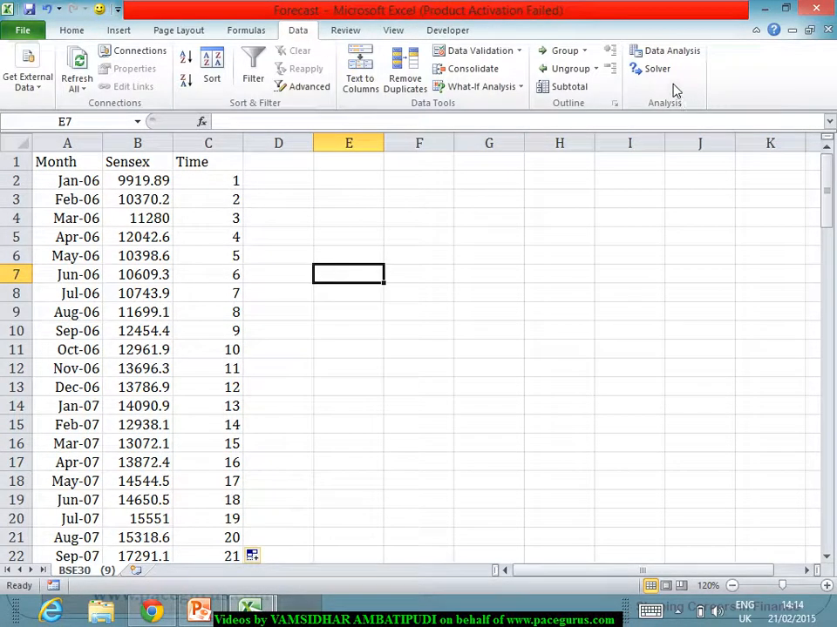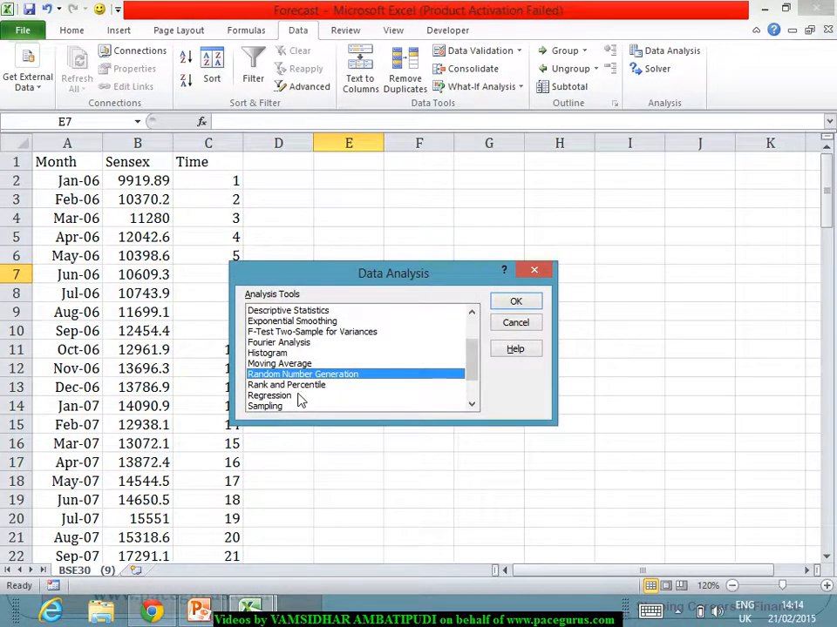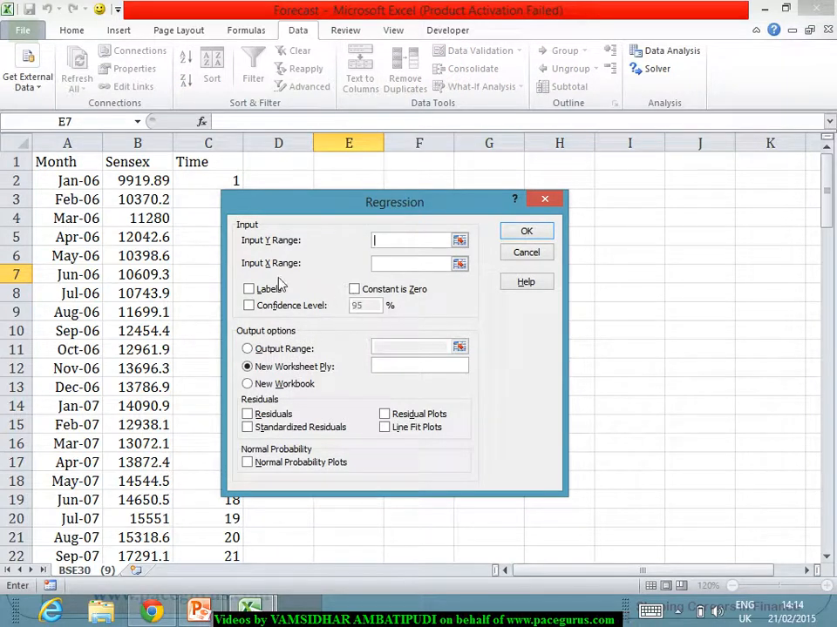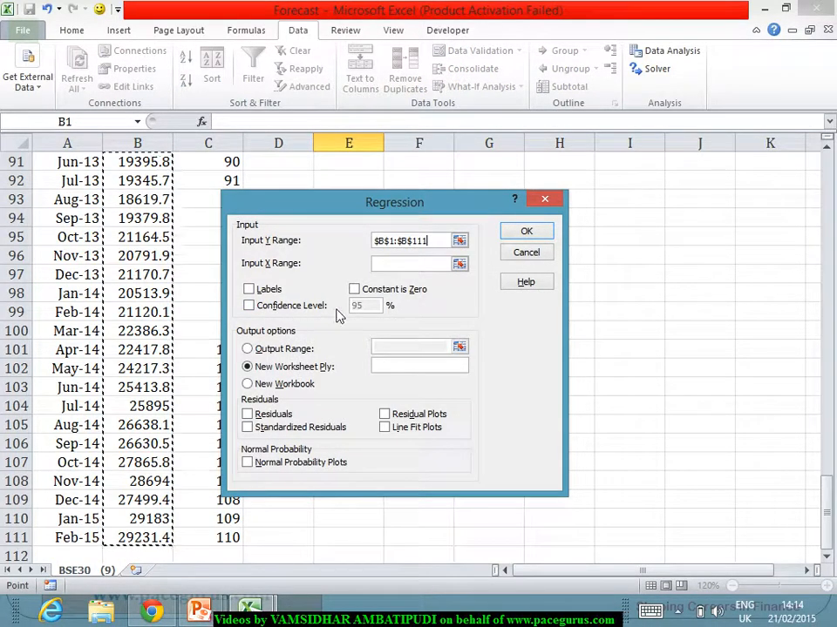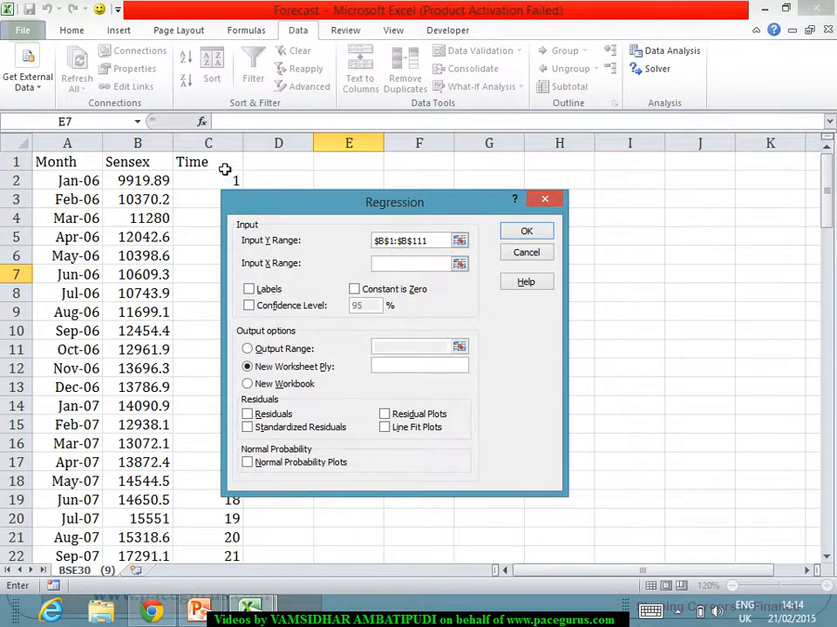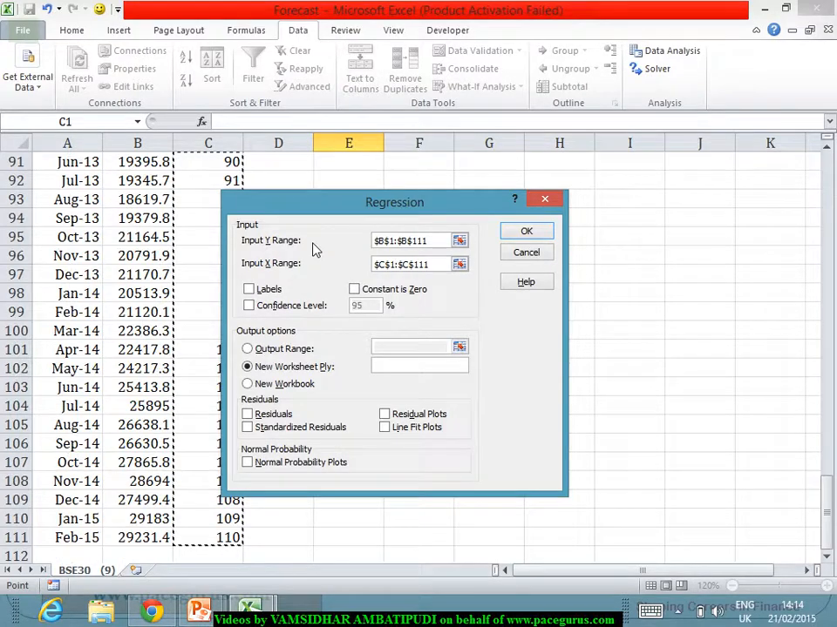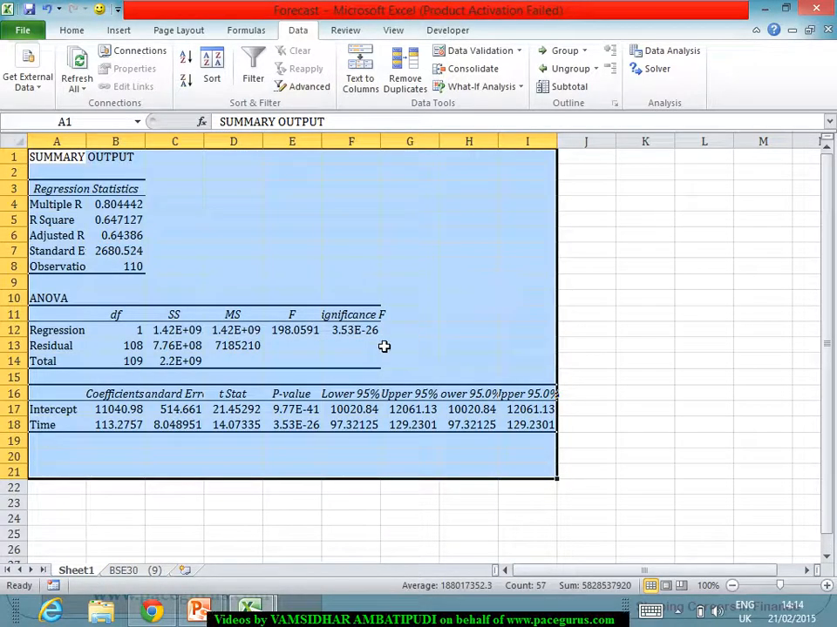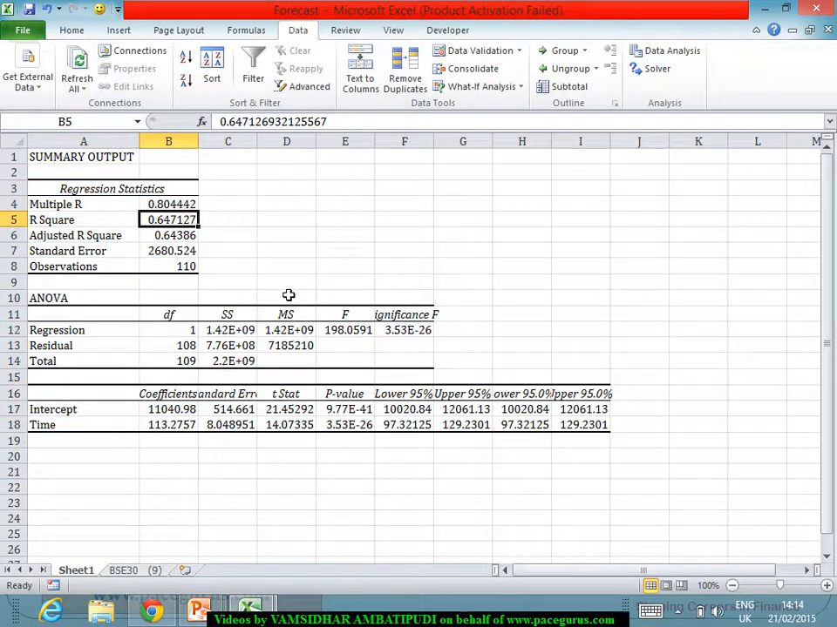I'll go to the data analysis, wherein I'm taking the regression by looking at the Sensex as the dependent variable and the time as the independent variable. And of course, I'm selecting the label out here. All right, when I'm running this regression, this is what the output of the regression comes out to.